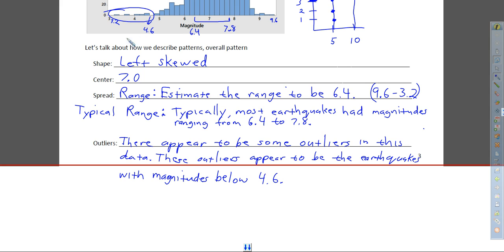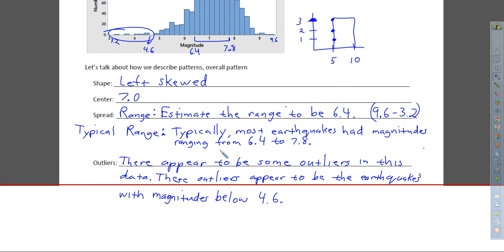All right, so we've analyzed the shape, the center, the spread, and the outliers. All right, let's look at another histogram, and let's do another analysis on it. We're not going to look at shape, center, spread, and outliers. Let's answer some questions about it.